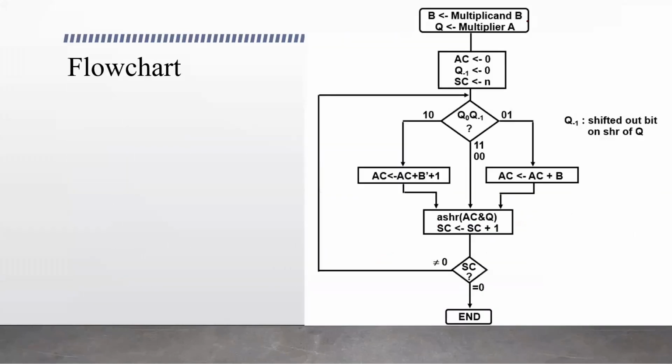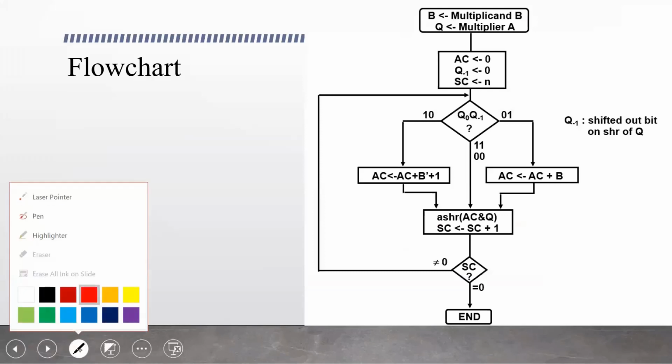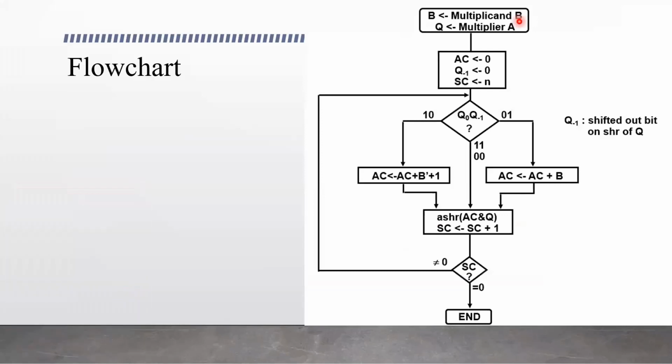The multiplicand is in B and the multiplier in Q. The two registers we have taken for storing the multiplicand and multiplier are B and Q. AC is the result. This is initialization. AC is initialized to 0, and Q minus 1.